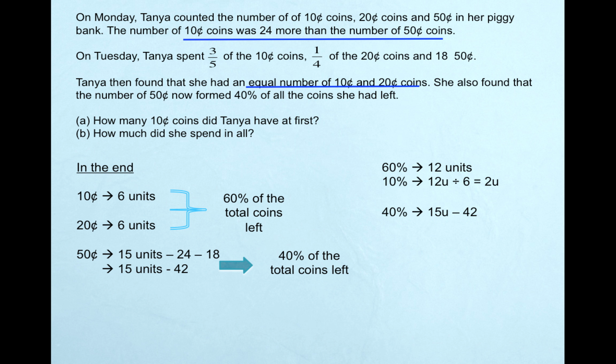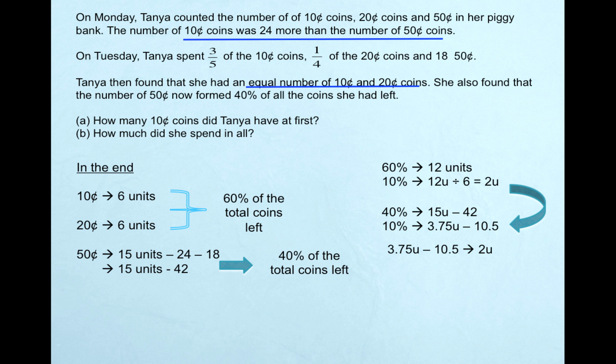The same, 40% is equivalent to 15u minus 42. What is 10% of it? So 40 divided by 4 give you 10. Likewise, 15u have to divide by 4, and for 42 you have to divide by 4. So this is what you will have. 10% is equivalent to 3.75u minus 10.5. Do you see that these two are actually the same value, 10%? And I have 2 ways to express it. 2u is equivalent to 3.75u minus 10.5.